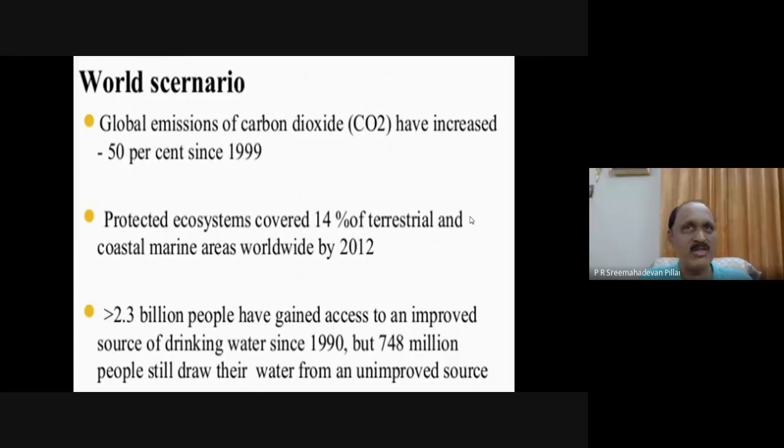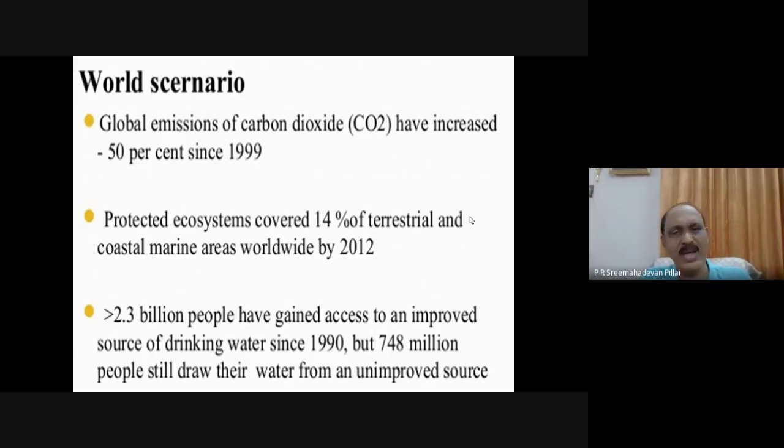Out of that, earlier, only around 27% forest area was there. But now, we have got around 31%+ forest area. It's good. Globally, 14% of ecosystems have been developed. The next one is 2.3 billion people have gained access to improved source of drinking water. But still, 748 million people still draw their water from unimproved or contaminated sources. So we have gained something, but not much.